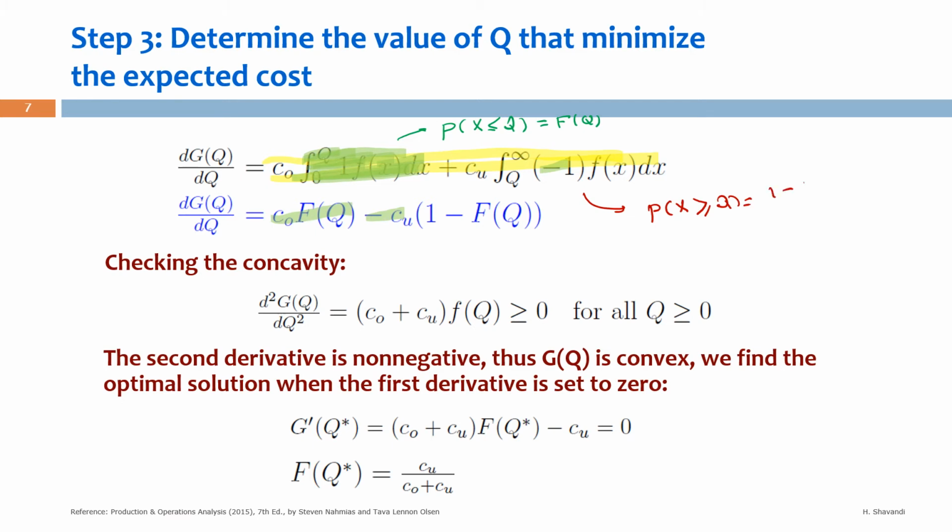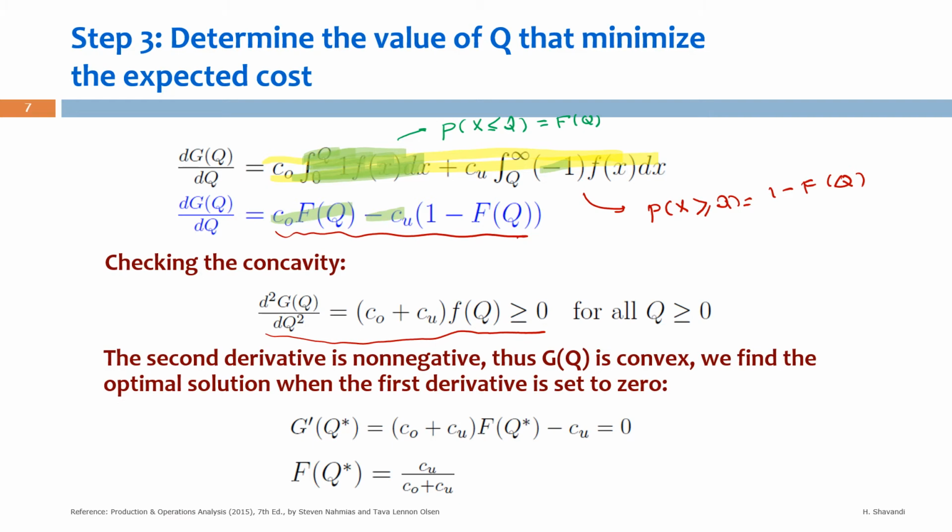So it will be 1 minus FQ. Okay, so by replacing these terms, we'll have this term at the end. And in order to make sure that the expected cost function is convex and we can obtain the minimum point by setting the first derivative to 0, we will check the second derivative here. As you see, it's greater than or equal to 0 because CO, CU are non-negative numbers, FQ is a non-negative function, so in total it will be a non-negative term. So you can say yes, GQ is a convex function.